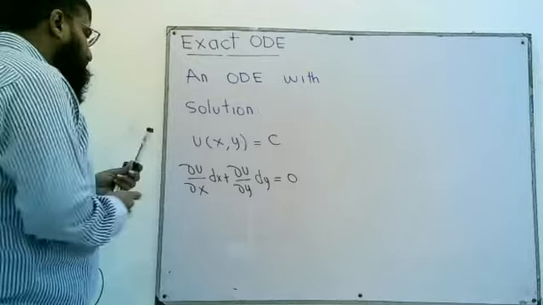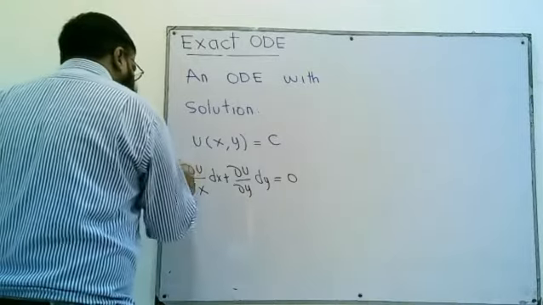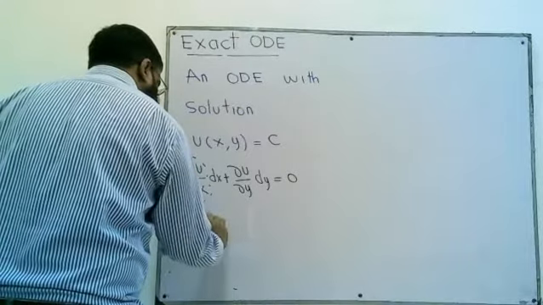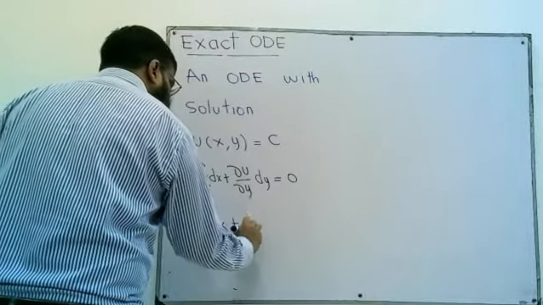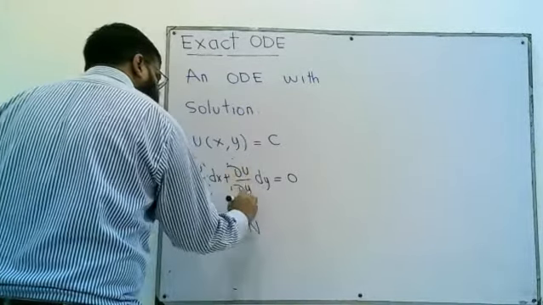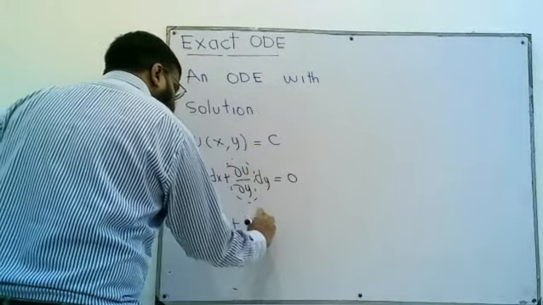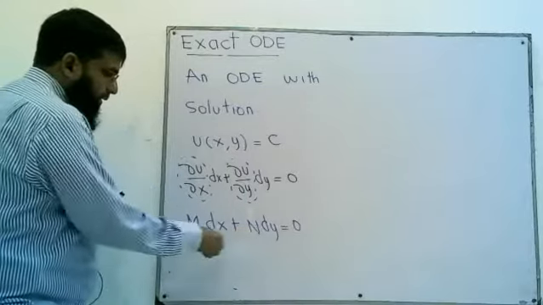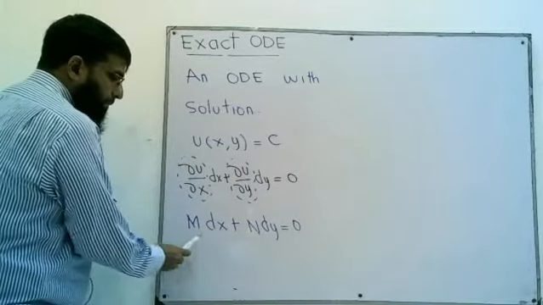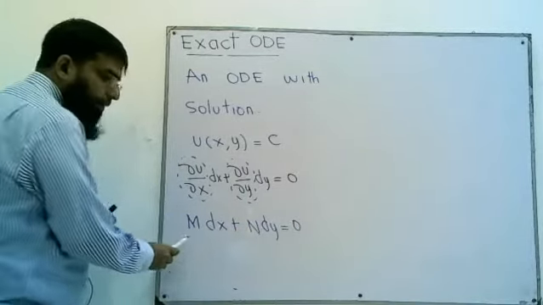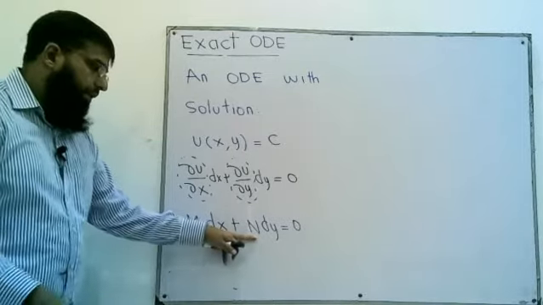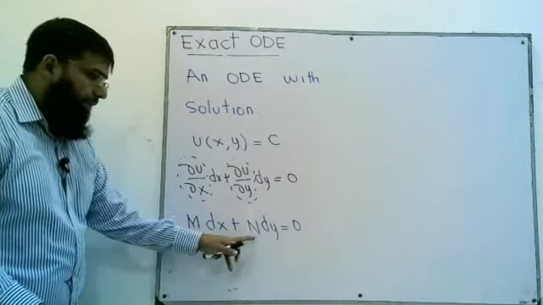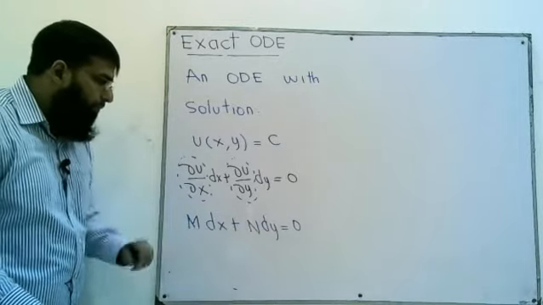So we give this partial u over partial x another name, we call it M, and this one N. M dx plus N dy is equal to 0. So if we have a differential equation in a form like this, where M can be a function of x and y, N can be a function of x and y, M times dx plus N times dy is equal to 0.